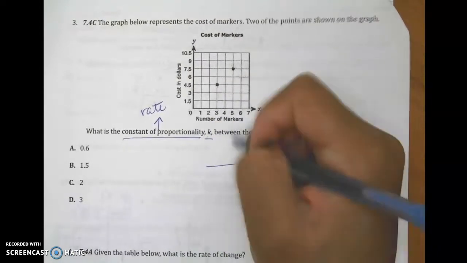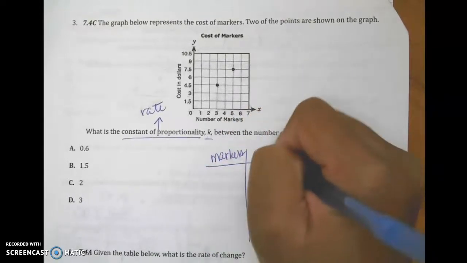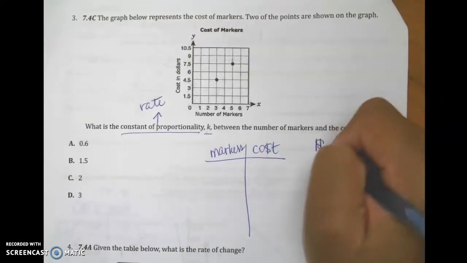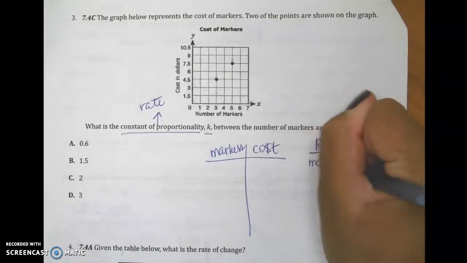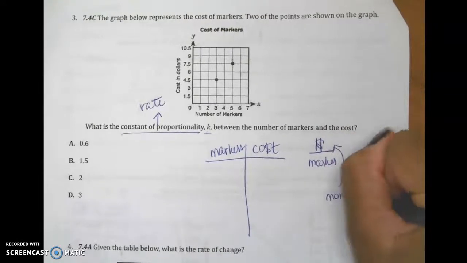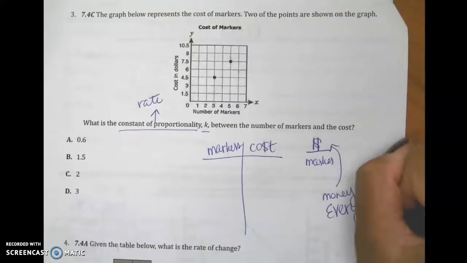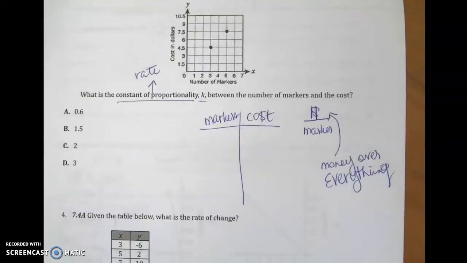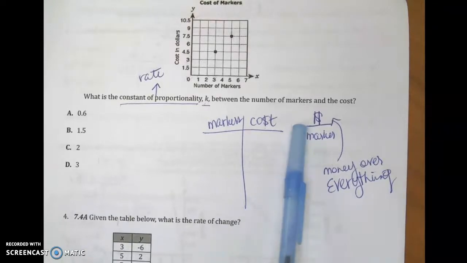Make a table. Markers, cost. The dollar sign. When we're using rates, the dollar sign always goes on top. Dollars per marker. Money over everything with these rates. Okay? Whenever they say cost per pound, cost per hour, cost per marker, cost per book, cost always goes on top.